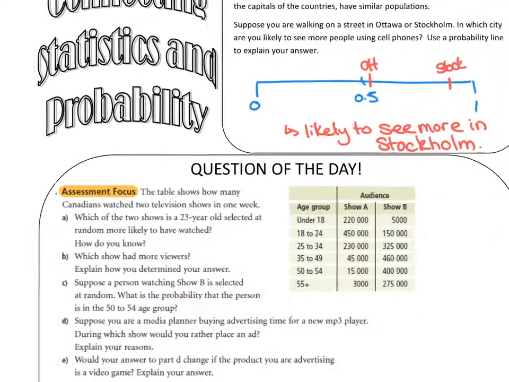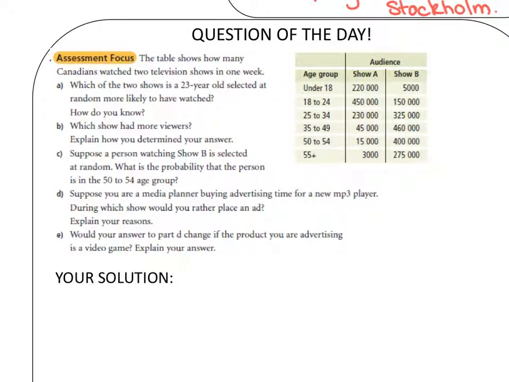Moving on to the bottom one here. Let's talk about this one. The table shows how many Canadians watch 2 television shows in 1 week. So we've got show A here and show B here, and then it's been broken down into different age groups. Which of the 2 shows is a 23-year-old selected at random more likely to have watched? So if you look at the 23-year-olds in this 18 to 24 group, there's way more people watching show A than there are show B in that category. So we would say show A.